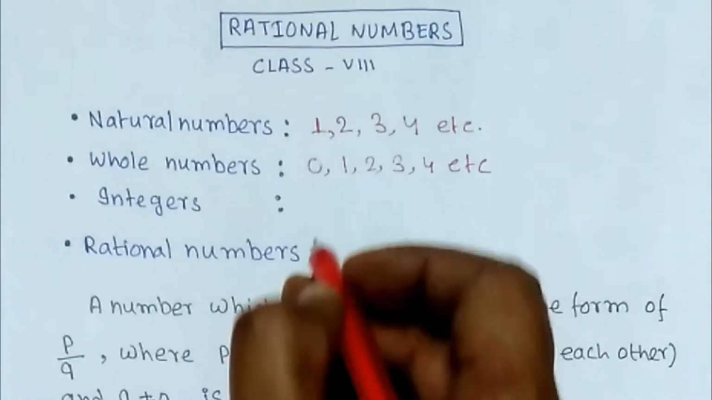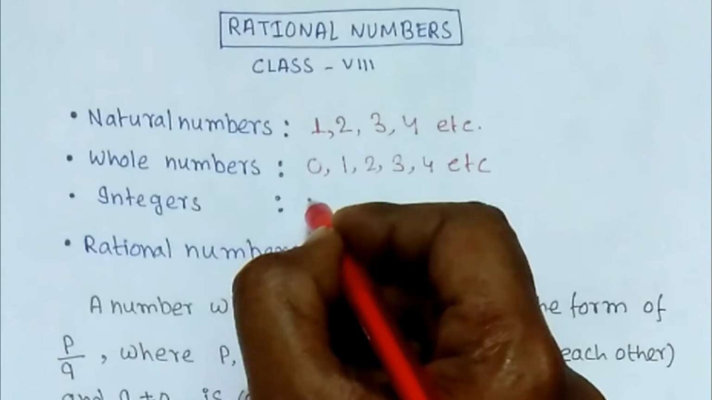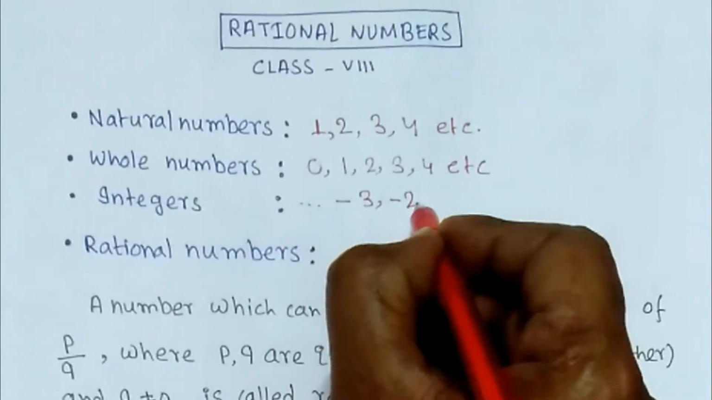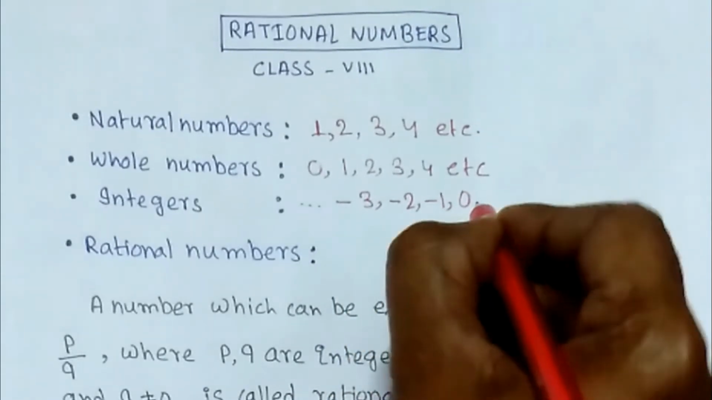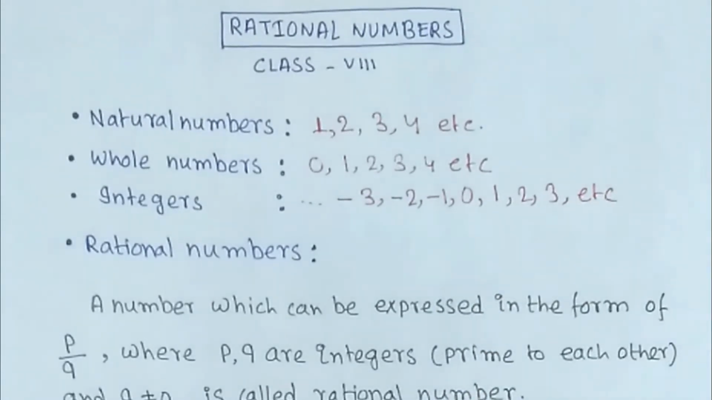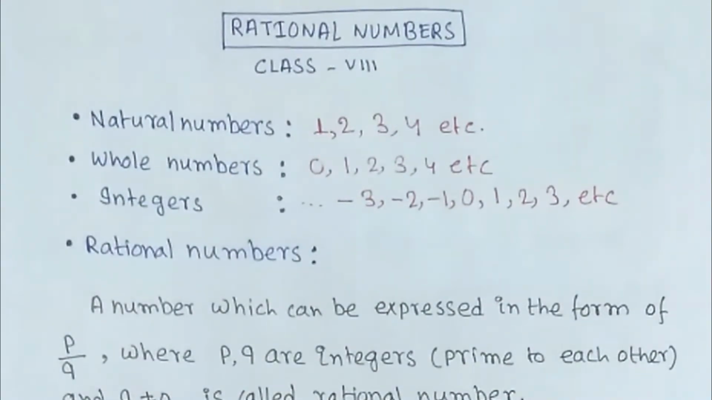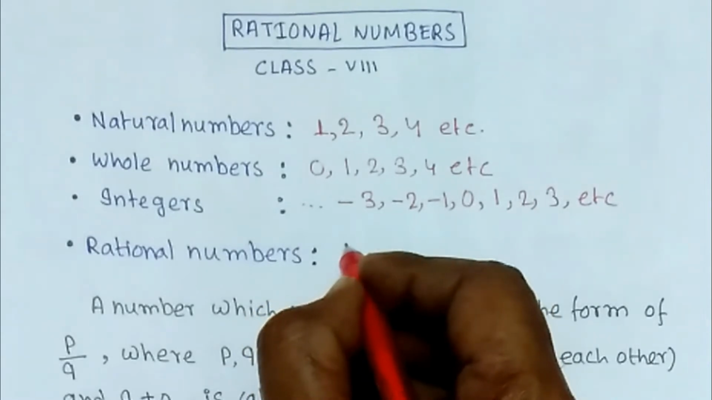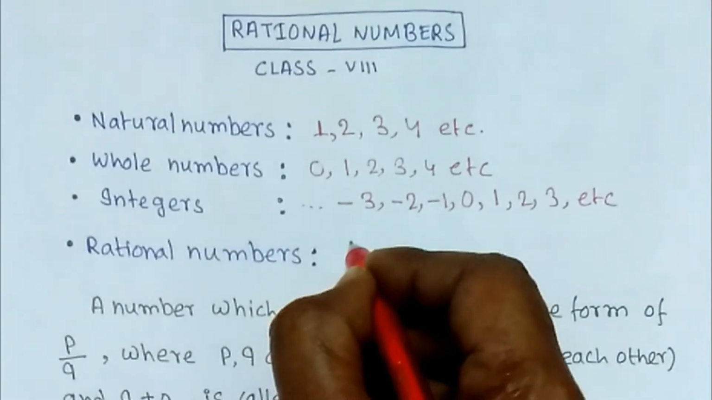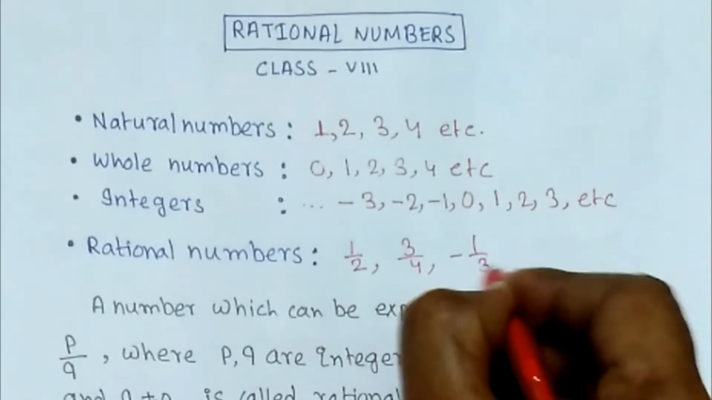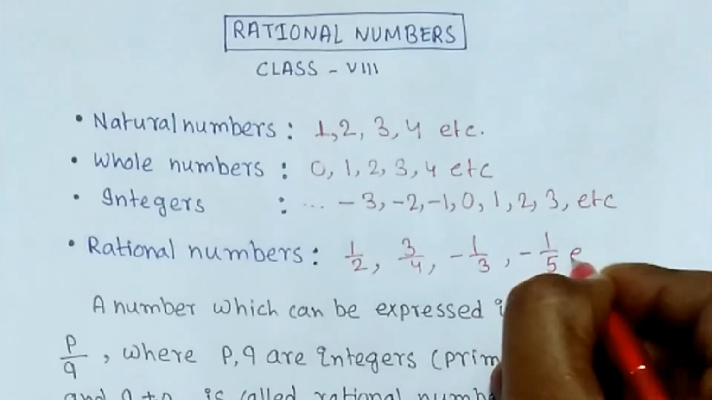What are integers? Integers can be written as -3, -2, -1, 0, 1, 2, 3, etc. All these are infinite sets of numbers. What are rational numbers? Remember, in class 7, you have learned about rational numbers. For example, 1 by 2, 3 by 4, -1 by 3, -1 by 5, etc.